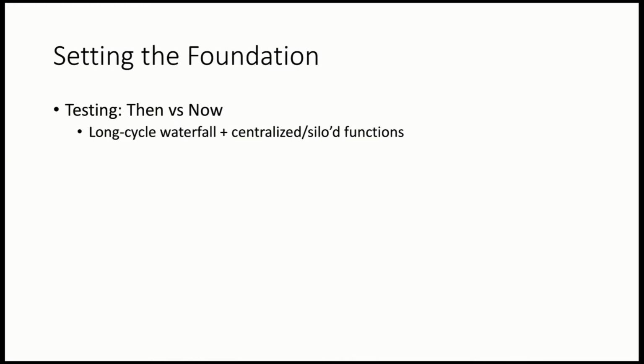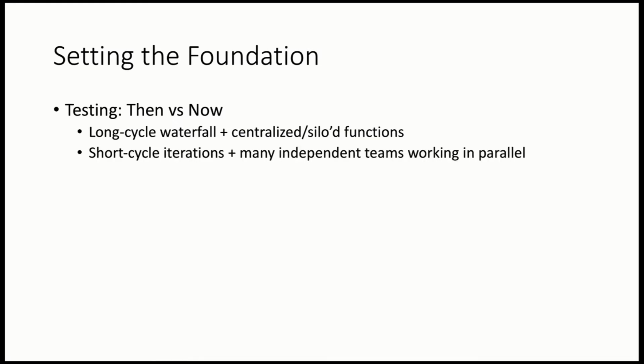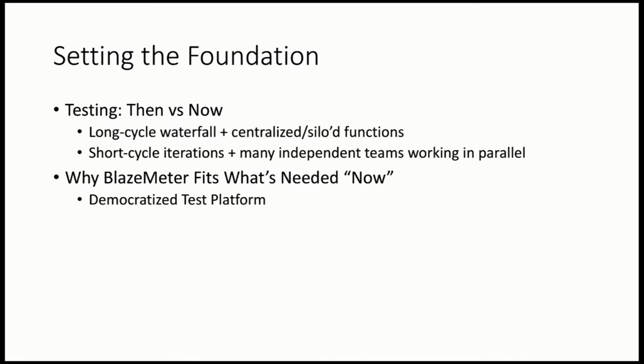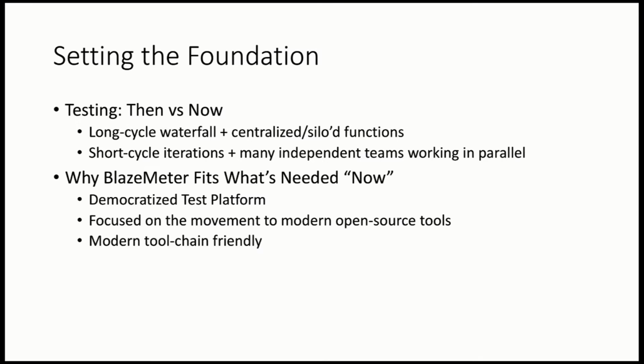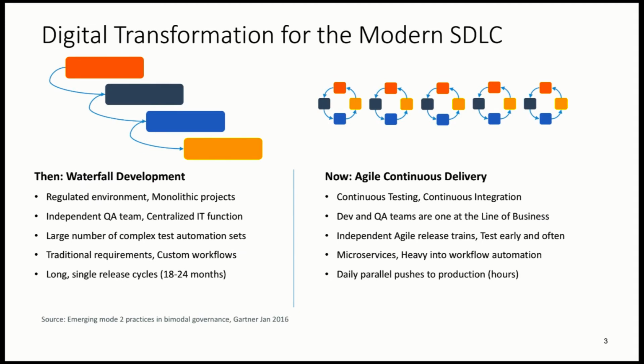We'll talk about testing, how it changed from then to now, and how we've gone from long cycle waterfall to short cycle iterations. More detail on that in a minute. We'll talk about why BlazeMeter fits what's needed now. It's a democratized test platform focused on the movement to modern open source tools, and it's modern toolchain friendly. So, digital transformation for the modern software development lifecycle, then versus now.